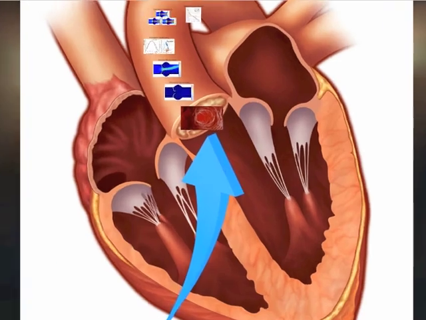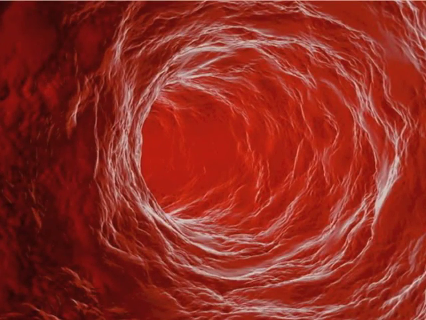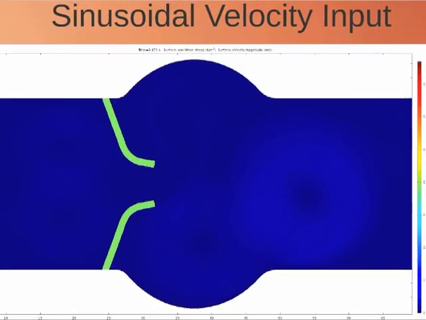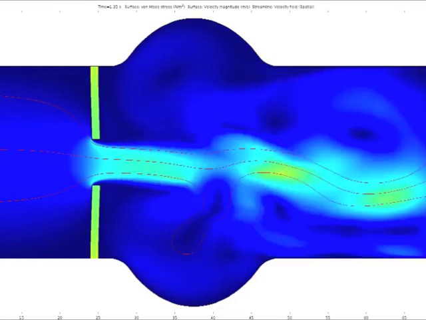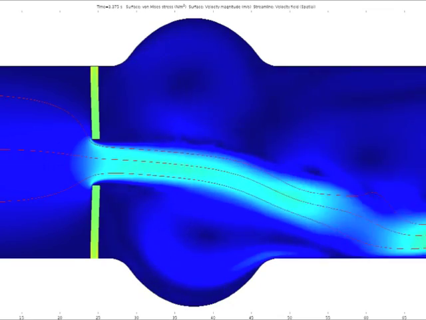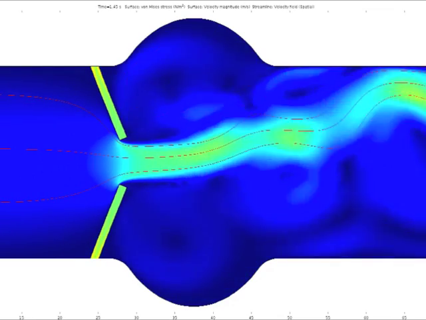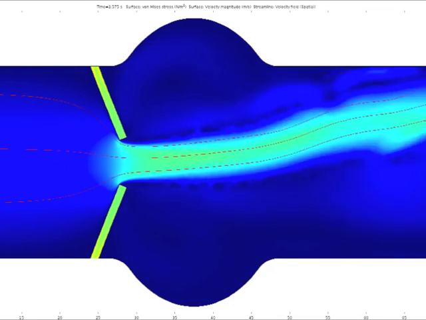Let's take a closer look. As we journey through the aortic valve, we can see the pulsating nature of the blood flow. We will now observe the deformation of the leaflets as the blood pulsates. Observe the majesty that is the product of thousands of hours of failed Comsol simulation. First, we will observe the sinusoidal velocity input function.